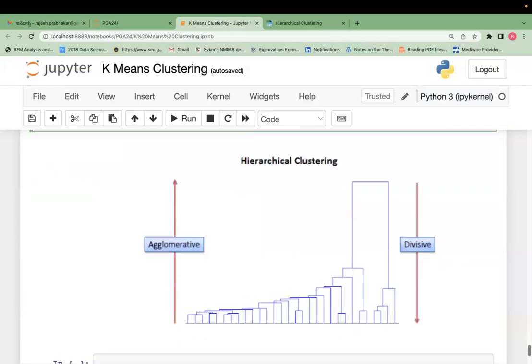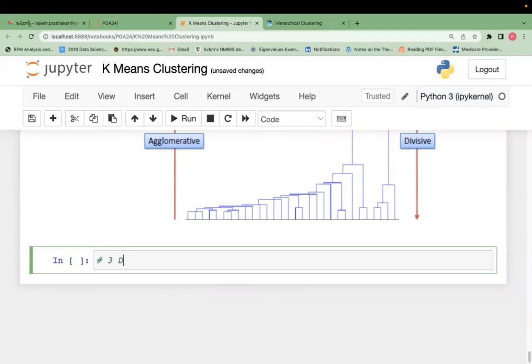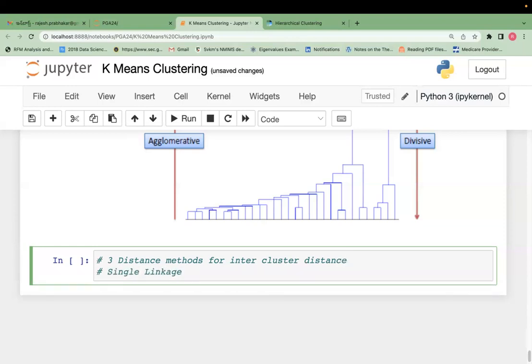When you look at hierarchical clustering, the distance method between the clusters is slightly different. There are three distance methods for intercluster. In k-means, it is intracluster, because in a cluster you have a midpoint or a centroid and you measure the distance from there. That is intracluster, within the cluster. Here it is intercluster, between the clusters. The intercluster distance methods are single linkage.